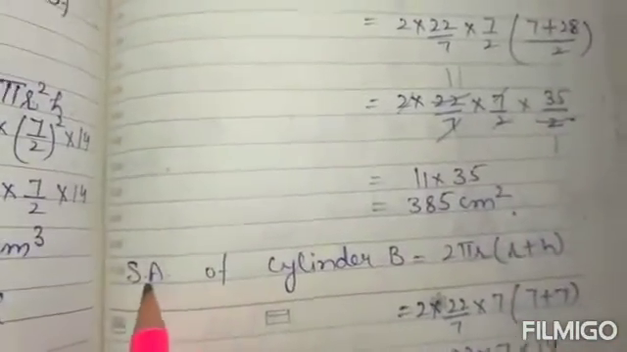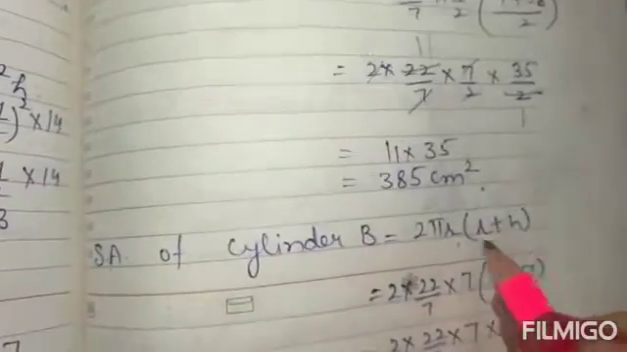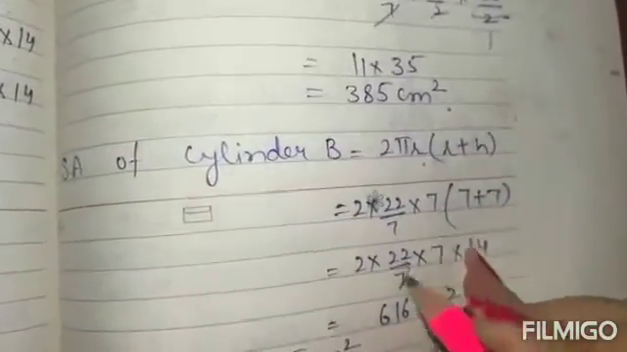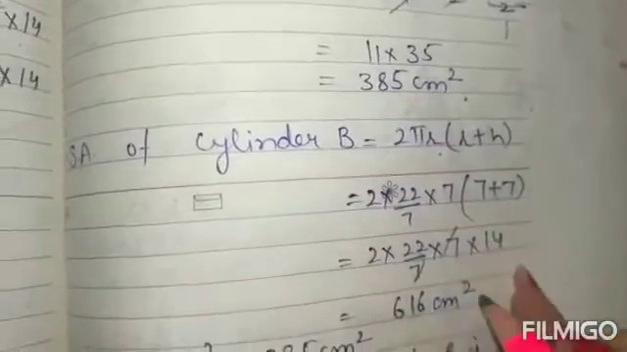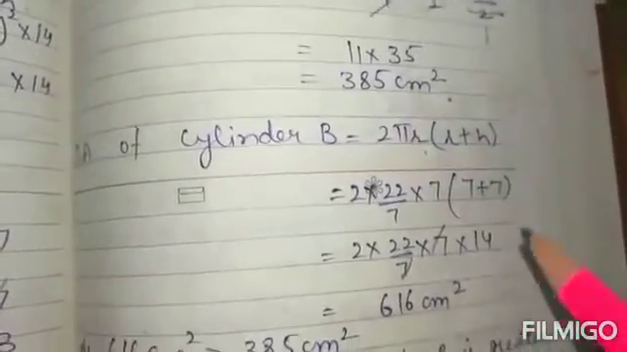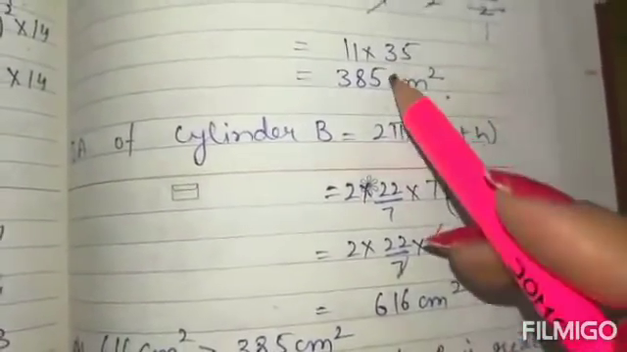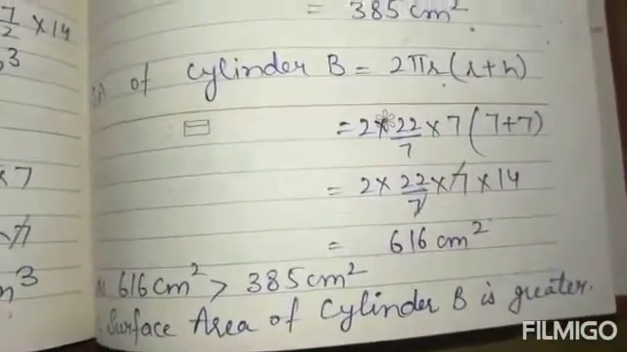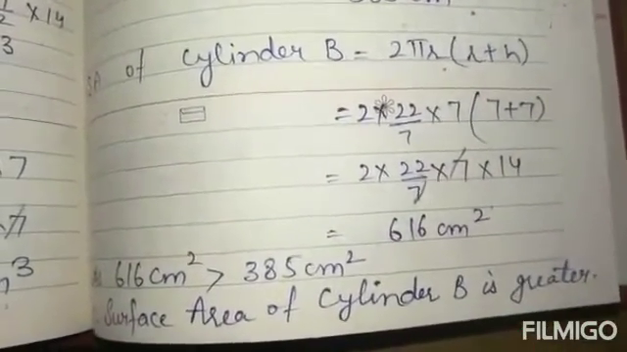Next is surface area of cylinder B, 2 pi r (r plus h). Put the values and solve it. You will get 616 centimeter square. Clearly 616 centimeter square is greater than 385 centimeter square. Therefore surface area of cylinder B is greater.